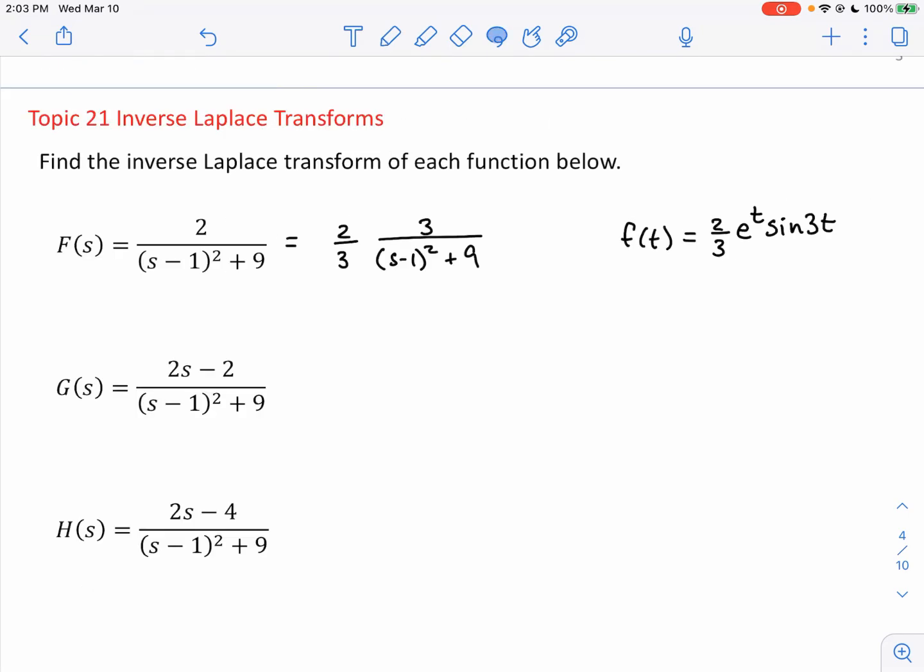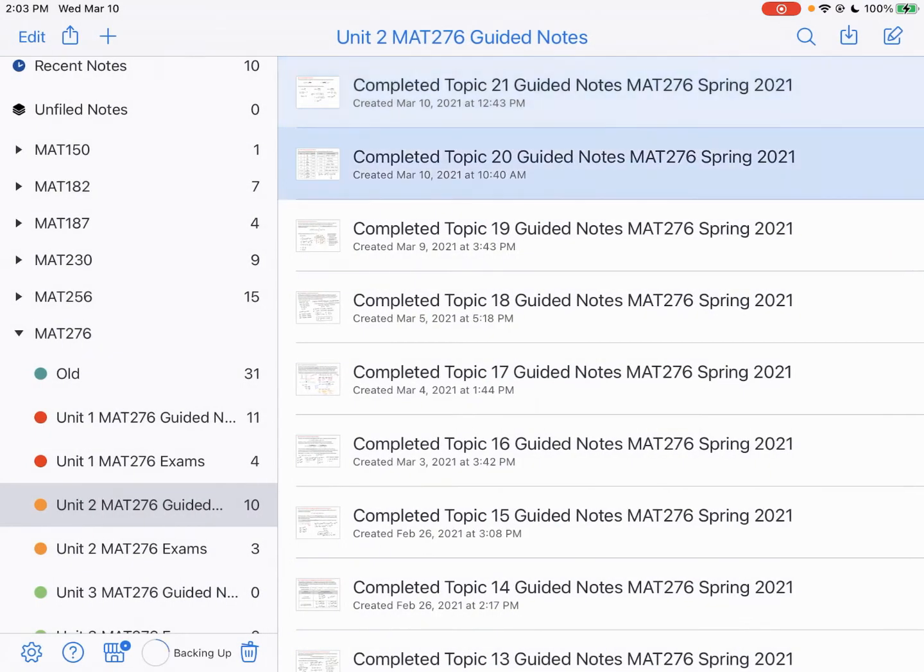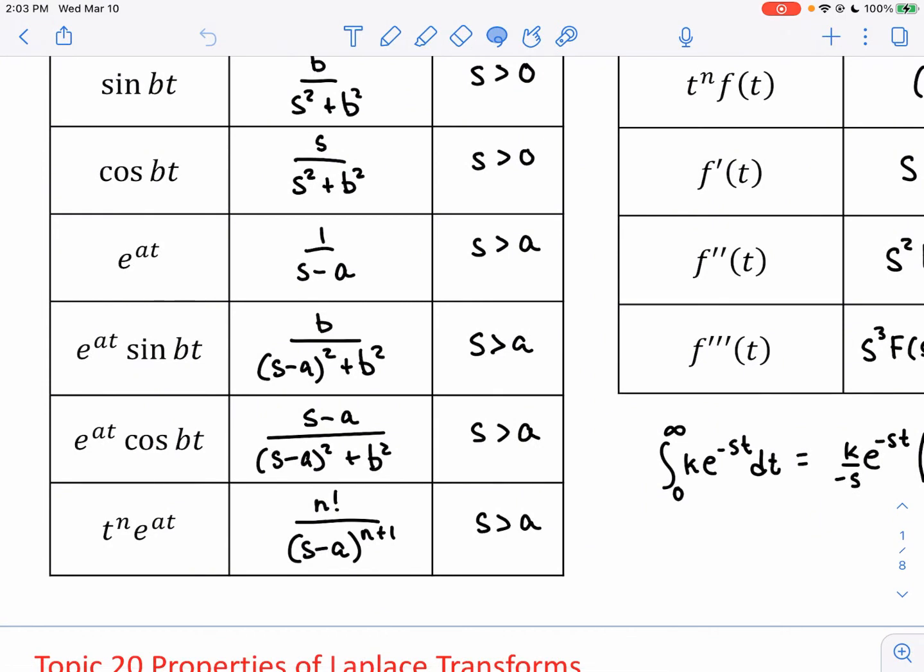Okay, the next one is similar, except now I have a 2 times s minus 2. So when you see that there's an s up top, but it doesn't match, and down here is an s minus 1, then what you want to see up here should also be an s minus 1. Let's look back at our table and see why that is. When you do the Laplace transform of e to the at cosine bt, you get an s minus a both here, and here's the base of this power 2. So this and this need to match. So if I see an s minus 1 inside these parentheses, then I need this to be an s minus 1. And then, of course, the square root of the number over here will be the b.